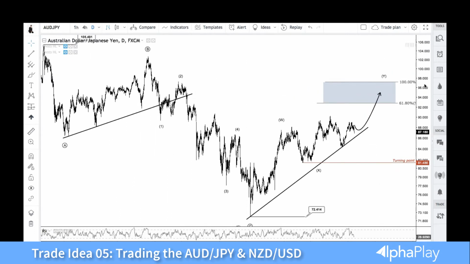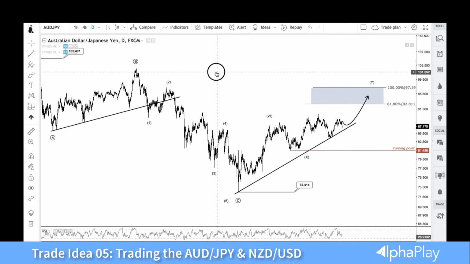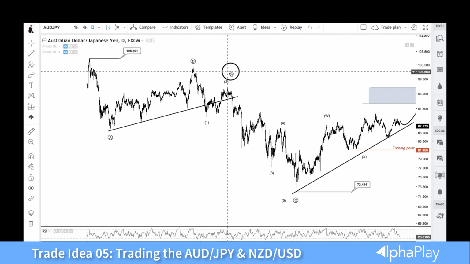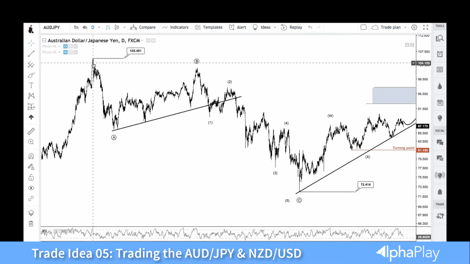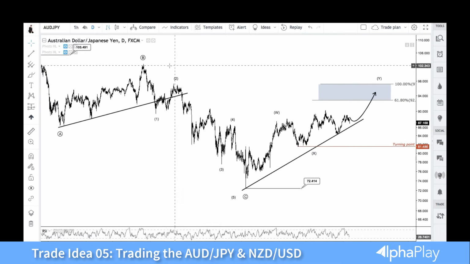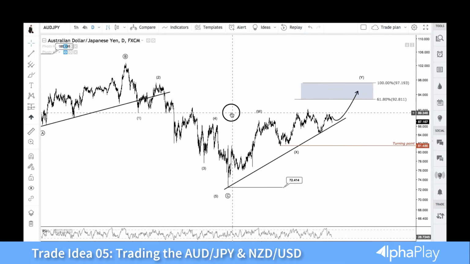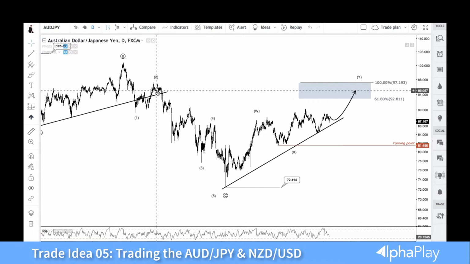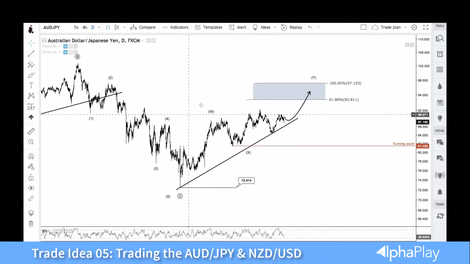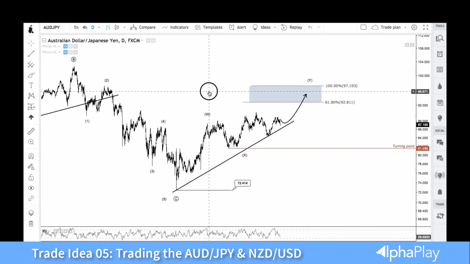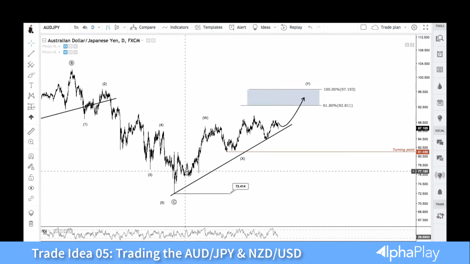So when I zoom out onto the daily on the Aussie yen, I've seen a completed ABC correction since the 2013 April period. We have our first A move, followed by a B wave correction, and from 2015 onwards to mid 2016, that's where we see the C wave completed with an internal 5 wave, 1, 2, 3, 4, 5. And from there on, we are currently in a 3 wave corrective move as well, forming our WX, and right now we are doing the Y wave.